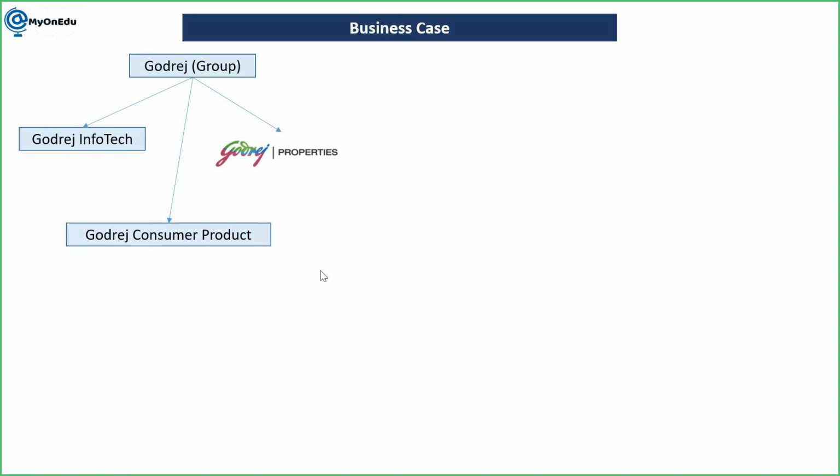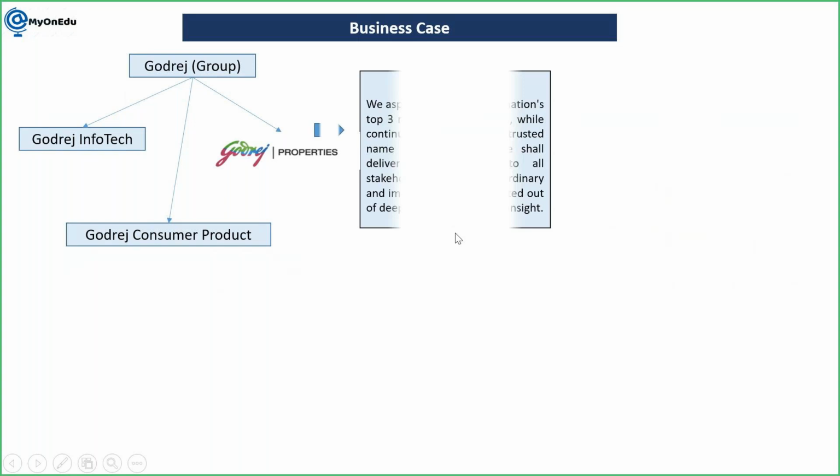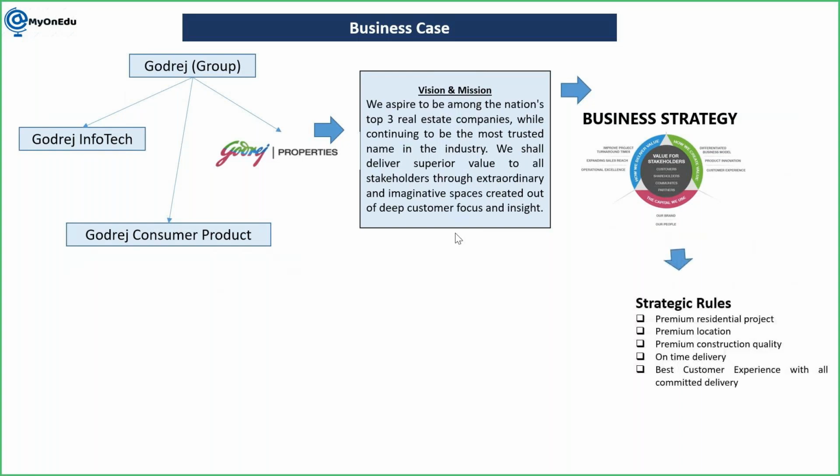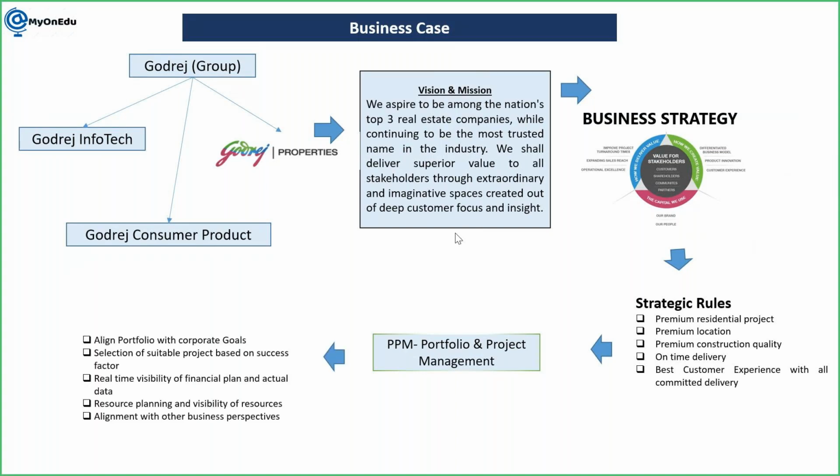So let's take one scenario, the Godrej group, which has three legal companies within it: Godrej Infotech, Godrej Properties, and Godrej Consumer Products. Here, Godrej Properties, which is a real estate company, has one vision and mission of the organization, which is supported by business strategies to achieve it, and then strategic rules. To achieve this vision and mission, we need to follow the strategic rules. And here SAP PPM is helping us to choose or finalize the particular project out of all the submitted proposals. When any proposal is submitted, it needs to be analyzed.